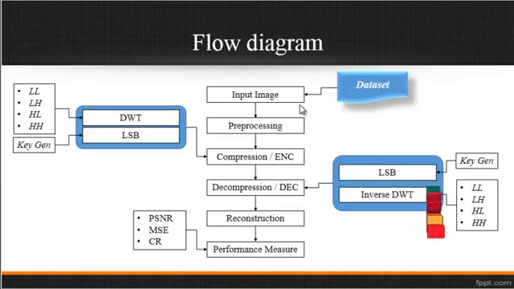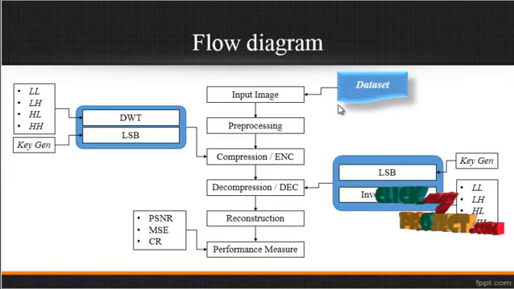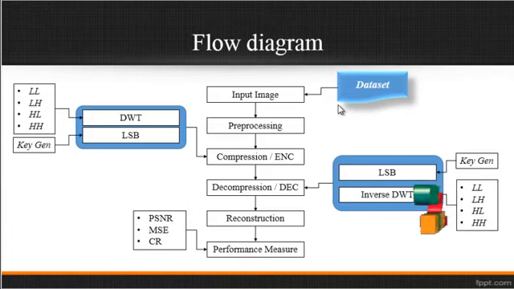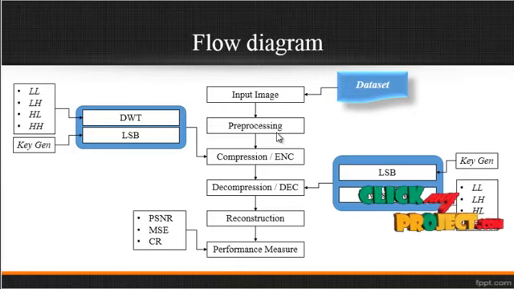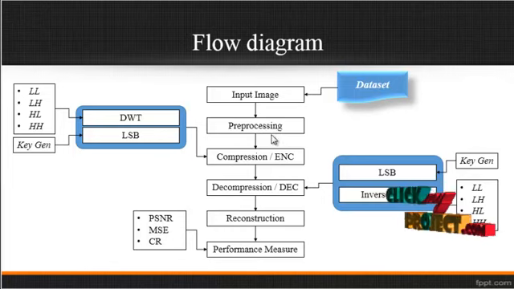At first, the input image is taken from the dataset. The dataset consists of a lot of RGB images, that is, color images. After that we get into the pre-processing. One of the pre-processing steps is the wavelet, which is applied here. After that the third step is the compression as well as the encryption.